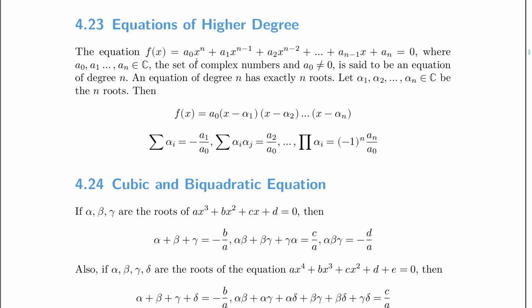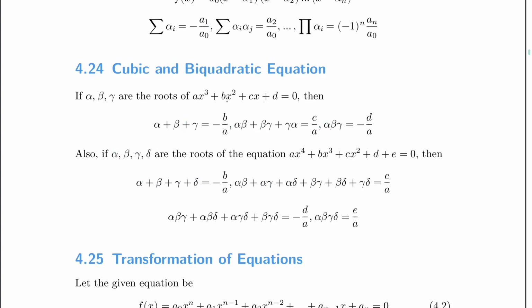Now these are Vieta's relations which I have shown here. So if there is a polynomial like a0 x to the power n plus a1 x to the power n minus 1 plus a2 x to the power n minus 2 and so on up to a(n minus 1) x plus an is equal to 0, then we can say that the coefficients belong to the set of complex numbers and a0 is not equal to 0. So as we have studied, this is an equation of degree n. This is nothing but Vieta's relations which we have covered earlier.